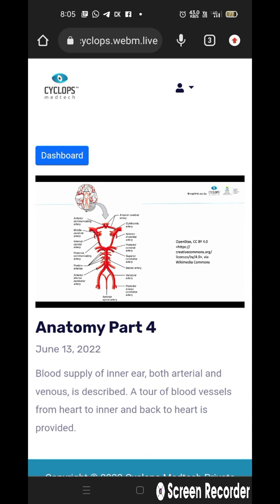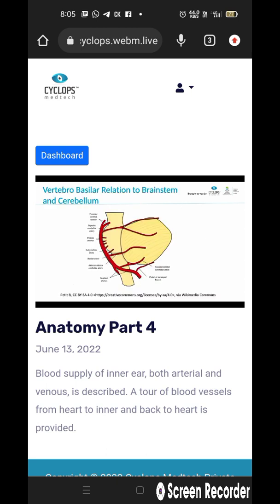Also we need to note how these main blood vessels, the superior cerebellar, the anterior inferior cerebellar and the posterior inferior cerebellar artery, are related to the brainstem and cerebellum. That is what is shown in this particular diagram. So we have the posterior inferior cerebellar artery branches that are direct branches coming from the vertebral artery on each side. Then we have the anterior inferior cerebellar artery and of course the superior cerebellar artery.